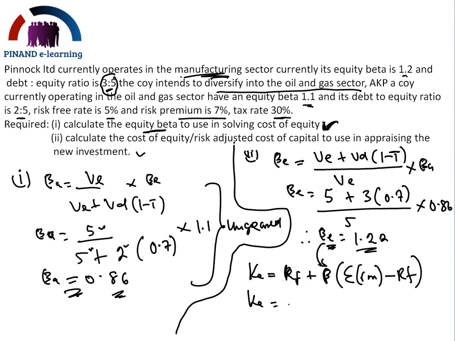So let's see, KE. The risk-free rate in this question is 5%. That's 0.05 plus the beta we just calculated, 1.22, times the risk premium, which is everything in this bracket, and they gave us 7%. If you do this, you should get 13.54%. You can see it's very, very easy to calculate cost of equity using gearing and ungearing.